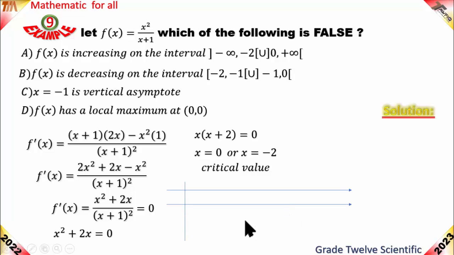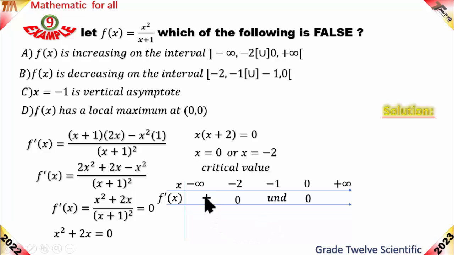And now draw the table of values. x is from minus infinity to positive infinity, and minus 1 is undefined for the function. That means the domain of this function is all real numbers except minus 1. And now we have two critical points, minus 2 and 0, and the value of f prime of x here is 0, here is 0, and here is undefined.